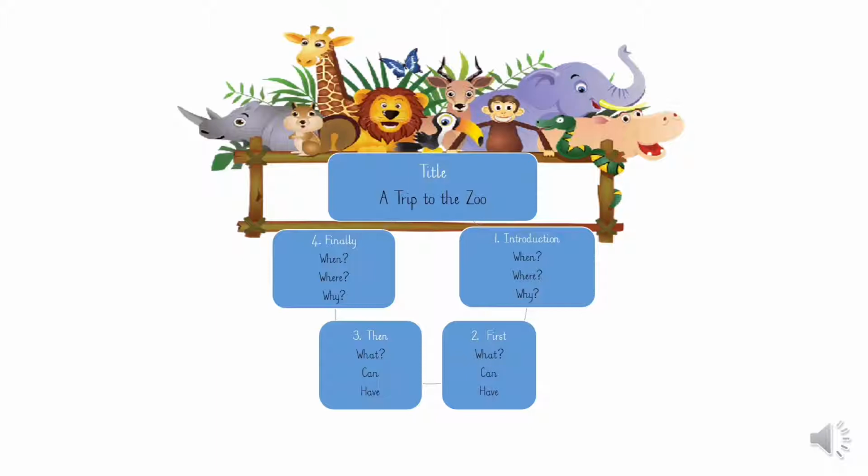For each paragraph, I have written some keywords on my graphic organizer to help you plan your story. Let's have a look at my example before you start your own. The title of your story will be A Trip to the Zoo. Your first paragraph is your introduction. Let's have a closer look.